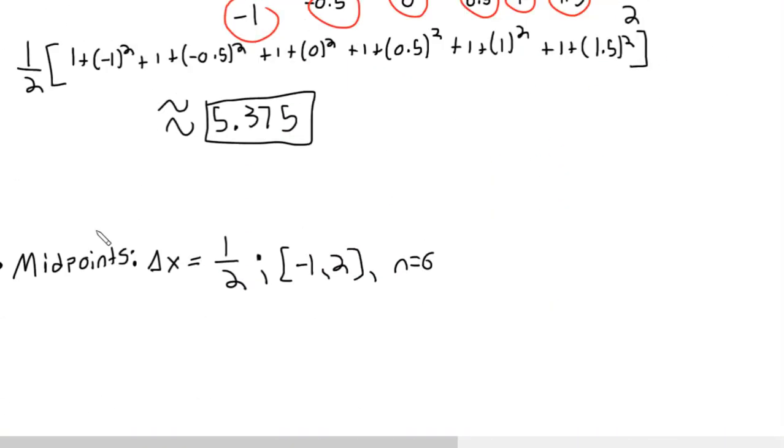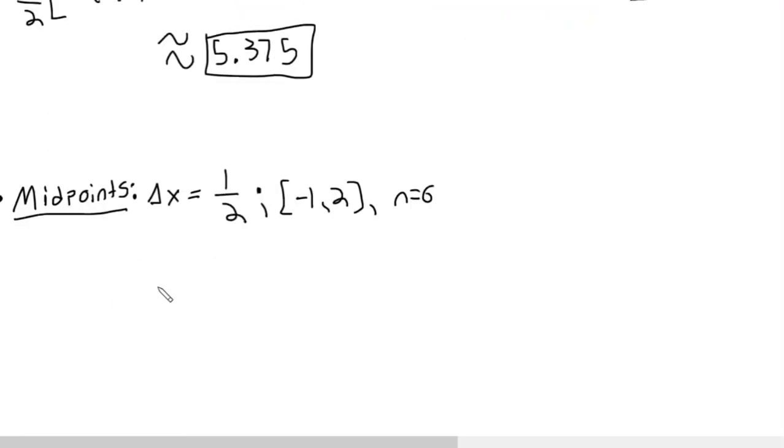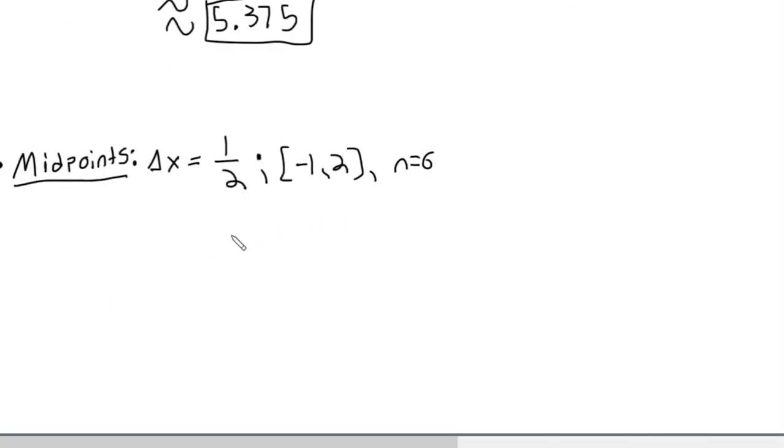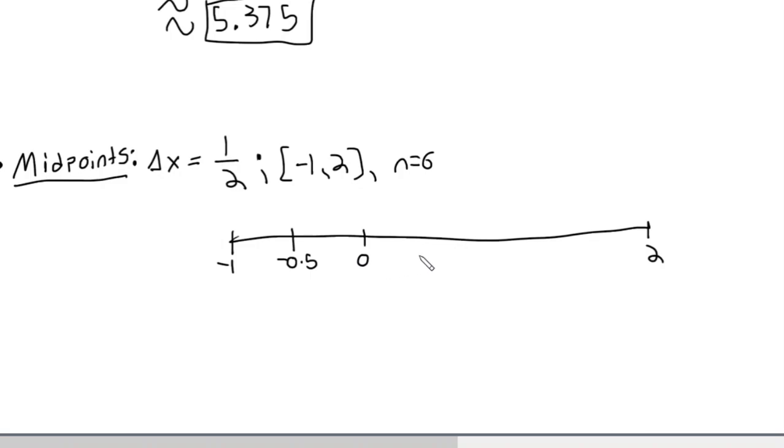So now let's just draw that number line. I'm going to draw the number line from negative 1 to 2. We're going over 1/2. So again, we're doing this one more time. So 0, 0.5, 1, 1.5. So we're looking at the midpoints, and we have to pick, well, which values am I going to use? Am I going to use this one or this one?